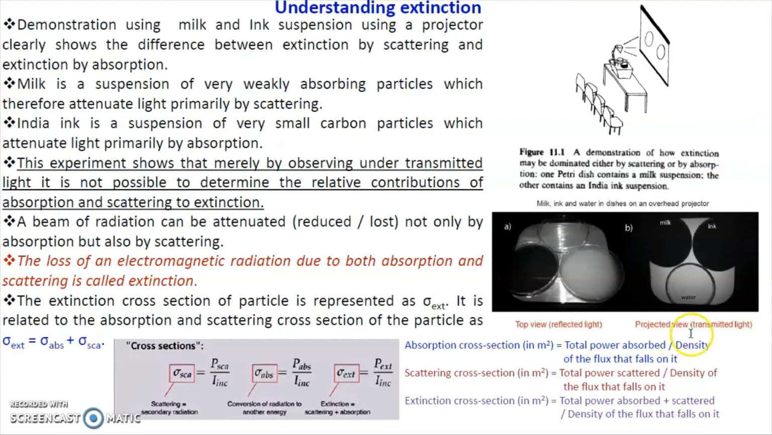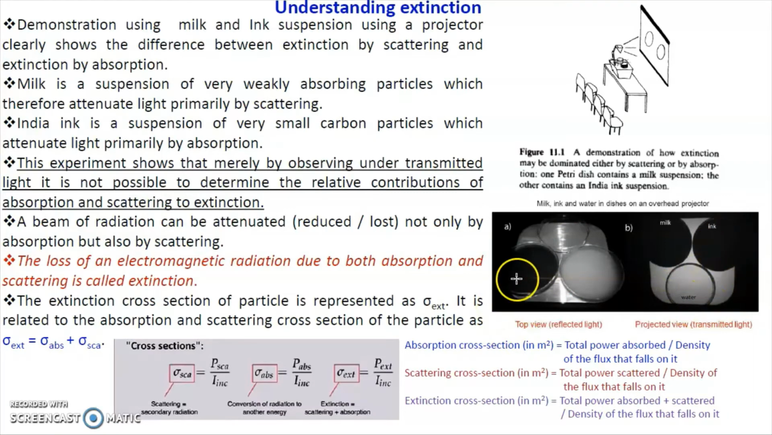Now suppose we look at the same thing in transmitted light, that is, we turn on the bulb from this side, and that light gets transmitted through this petri dish, and you can see the image on the screen. So the image on the screen for all these three materials looks like this. What you can see here is that the water still remains transparent. So both in reflected light and transmitted light, the water is the same, right?